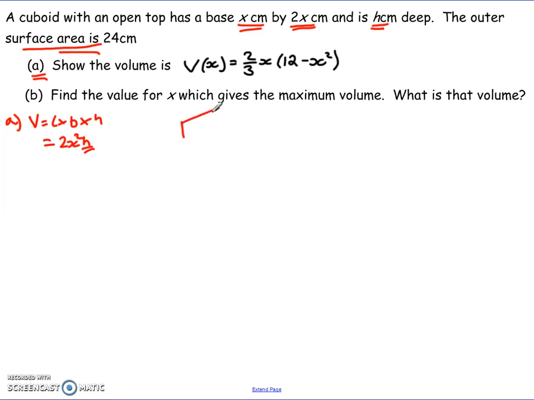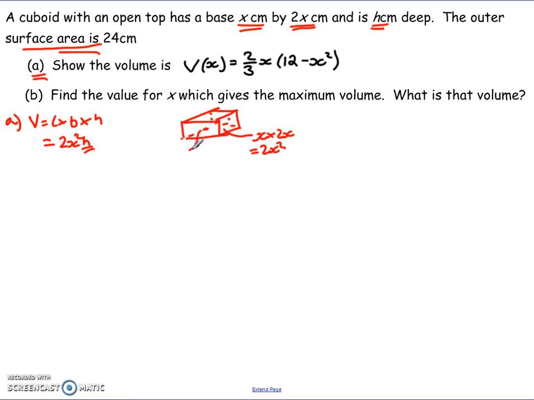Now, think of what your cuboid looks like. The cuboid in this case didn't have a top, so we can't worry about the area of that. But it has 4 sides and it has a base. Now the area of the base is given by x times 2x. So that tells me that my base is 2x squared in size. Now for the sides, I've got the side here and the side at the back. They're the same. And my two sides, either side of it, are also the same.